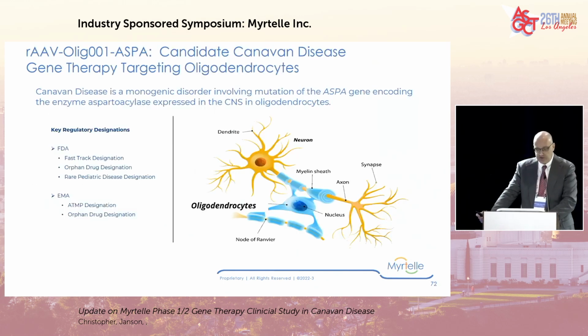So just a little bit of history. I've been personally involved in drug development for Canavan disease for over 20 years now. In 2001, with my colleague, Dr. Paolo Leone, we conducted the first clinical gene therapy for Canavan disease with an AAV2 ASPA vector. And this was the first application of AAV for a neurological condition.